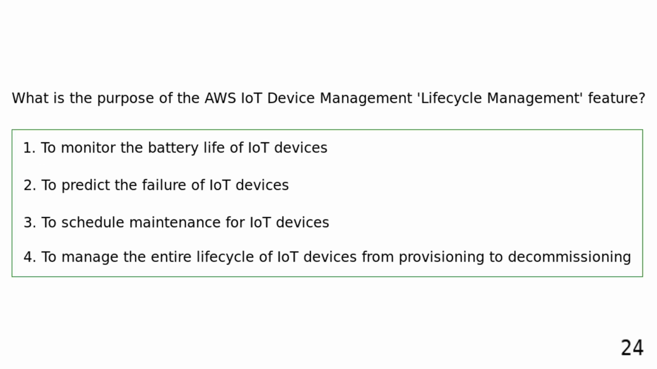What is the purpose of the AWS IoT Device Management Lifecycle Management feature? To monitor the battery life of IoT devices. To predict the failure of IoT devices. To schedule maintenance for IoT devices. To manage the entire lifecycle of IoT devices from provisioning to decommissioning.